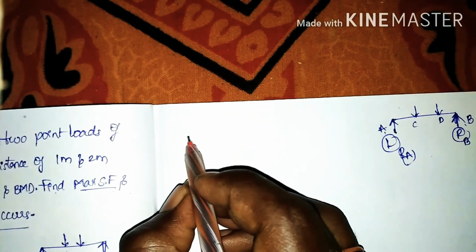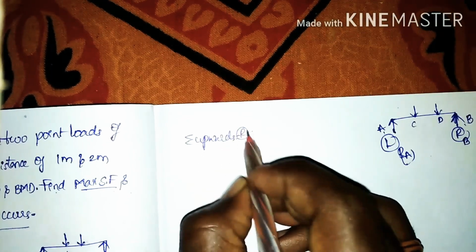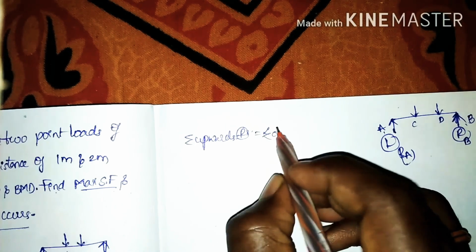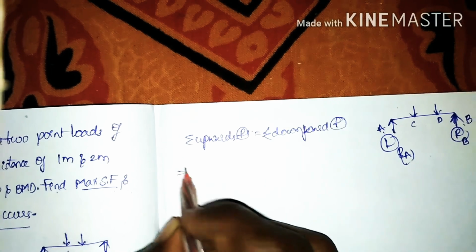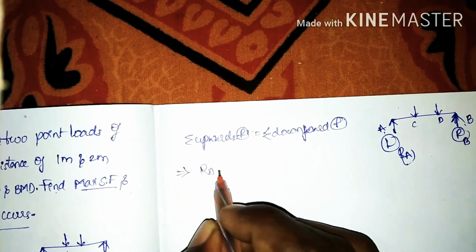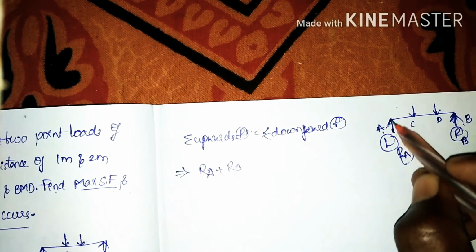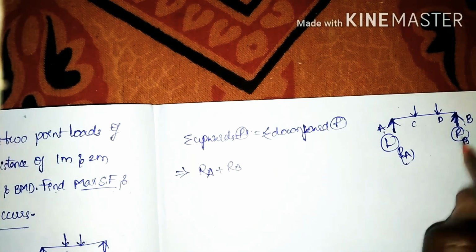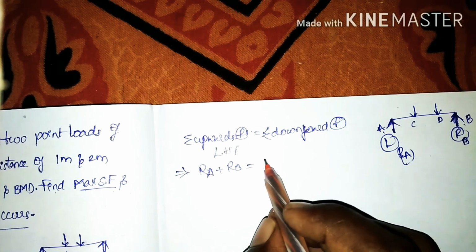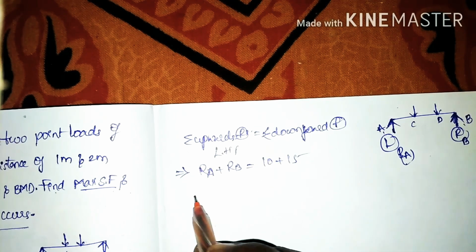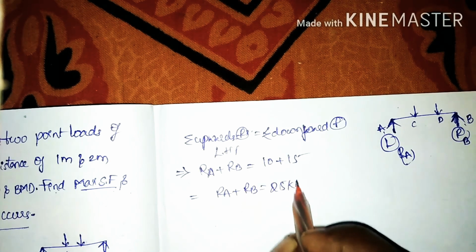That is going to be summation of upward reactions is equal to summation of downward forces. Here for the reactions RA plus RB we are having summation of upwards. These are in the upward direction, so these are written on the LHS side. RA plus RB is equal to downward forces, 10 plus 15. That is going to be RA plus RB is equal to 25 kilonewtons.